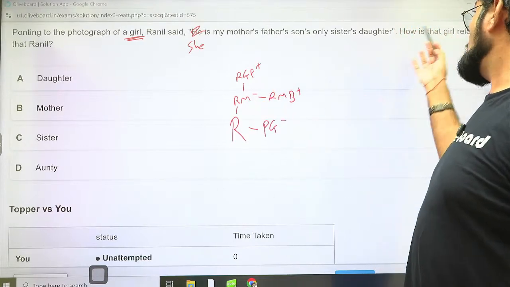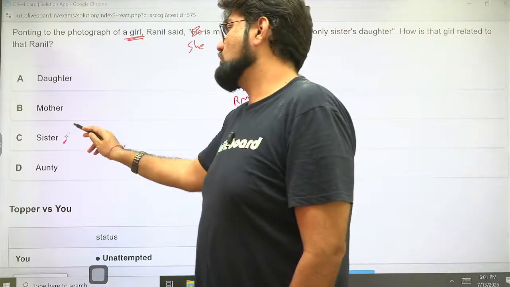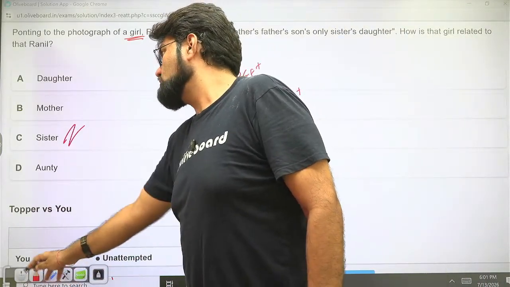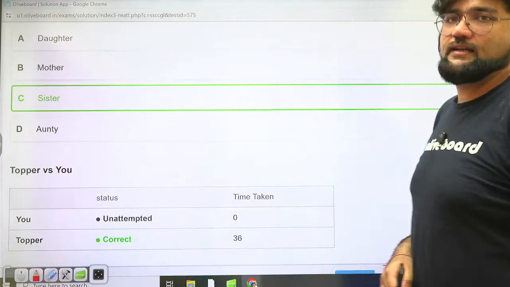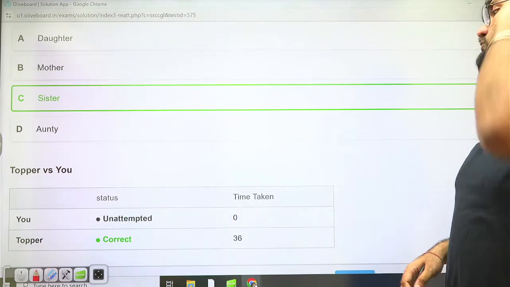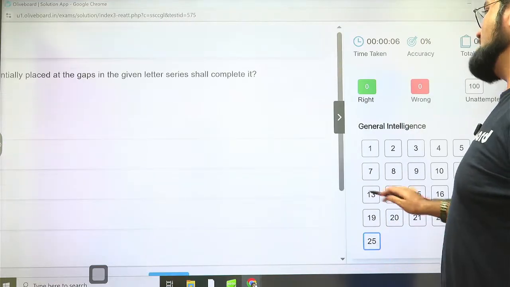The question is, how is that girl related to Ranil? She is a sister. Simple. Option C. So like I have taught you, always start from the speaker, connect at the first possessive noun, my, mine, whatever, and then proceed in the reverse order. 36 seconds. And the last question for today.